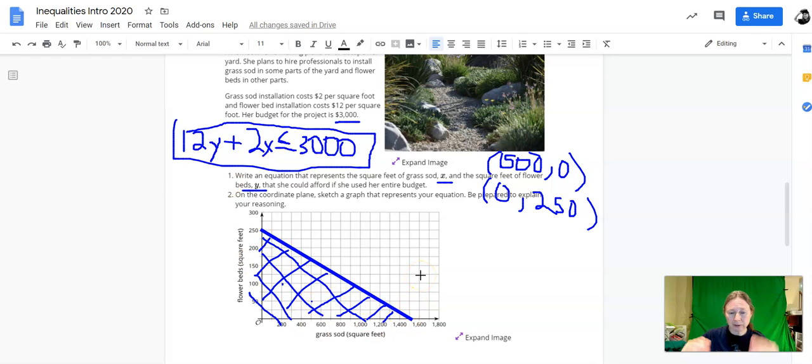So again, greater than or less than would be a dotted line. Greater than or equal to, less than or equal to, solid line. And then you shade in the region of the graph that makes the inequality true.